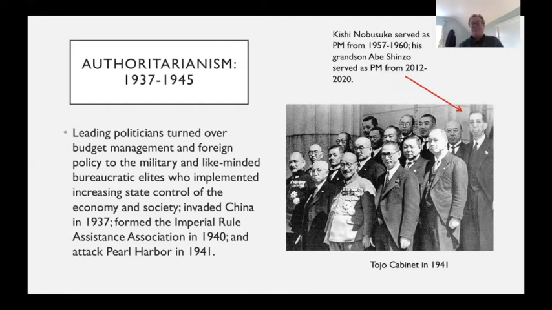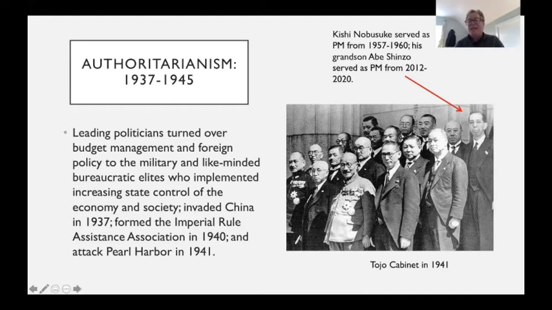Now, this is a picture of the cabinet of General Tojo, the most famous figure from Japan's war years. But this was not quite like the Nazi Party and fascist rule in Germany, because these men were from a variety of walks of life. Some of them were from the military, but quite a few of them came out of the Japanese bureaucracy. They were economic bureaucrats, they were police bureaucrats.